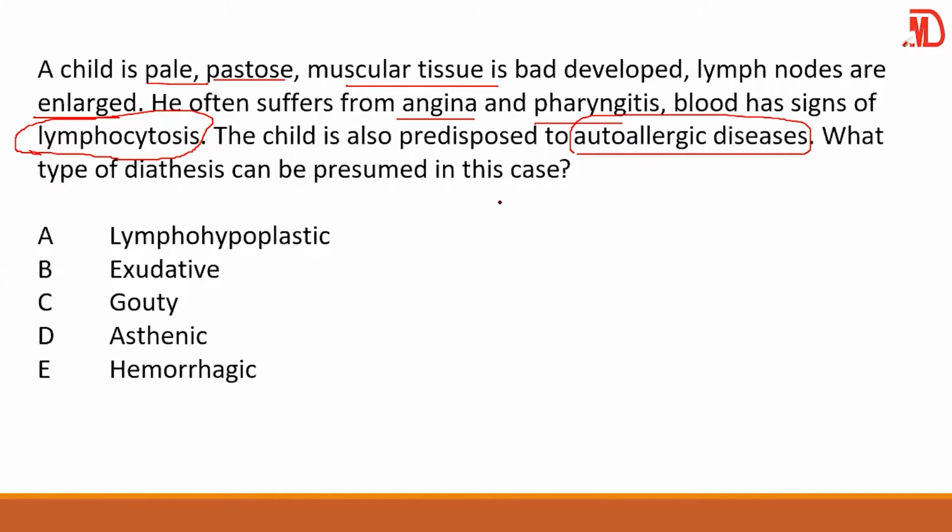And of course, for us to have a lymphocytosis, definitely what kind of diathesis comes to play? You are definitely thinking of lympho-hypoplastic. So here, your answer is A. And in some textbooks, you might see thymico-lymphatic. That's thymico, or the thymus. So thymico-lymphatic. They all mean the same.